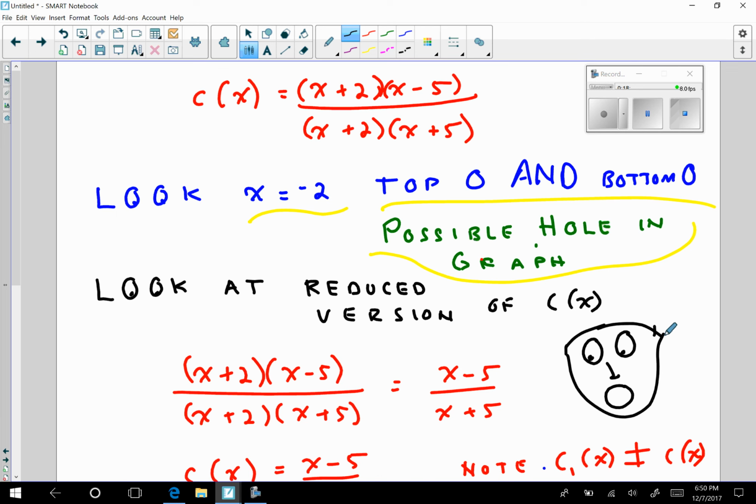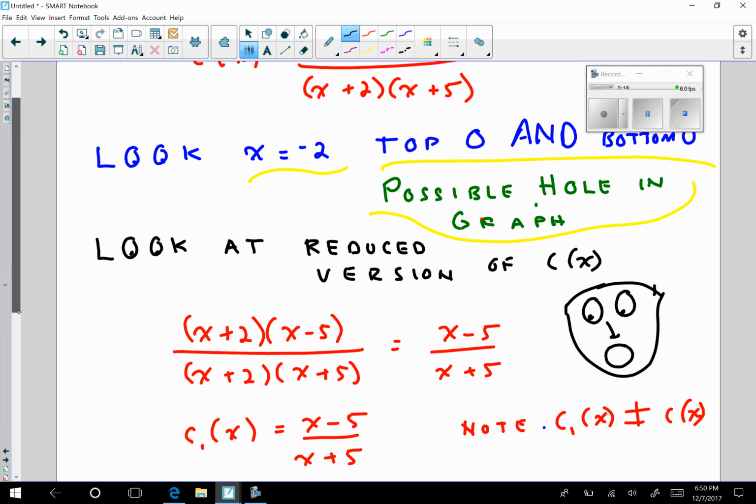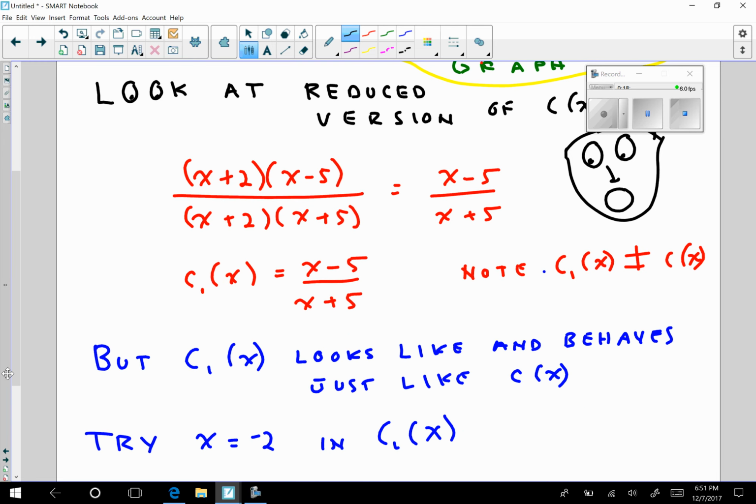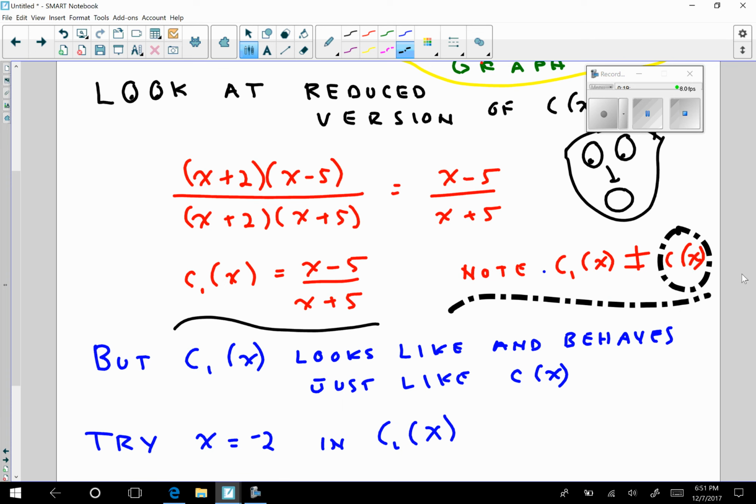And I see that, yes, indeed, this algebraically is true. But I have to note here that I have this new function, c subscript 1 of x. It is extremely important to note that this new reduced version of the function and the c of x I wanted to analyze are not equal because they have different domains. But I will tell you that this reduced version looks like and behaves just like c of x. This, ladies and gentlemen, is great news.